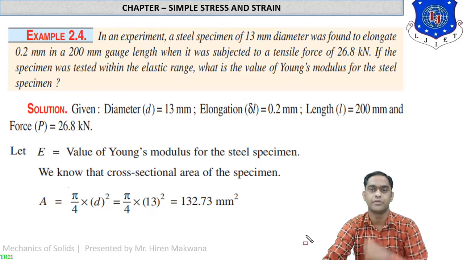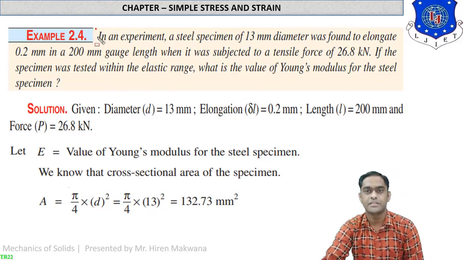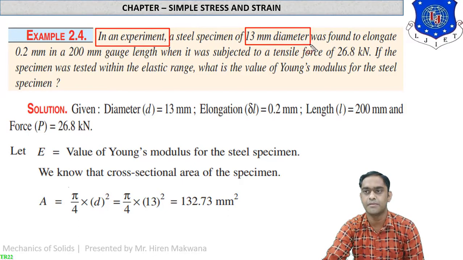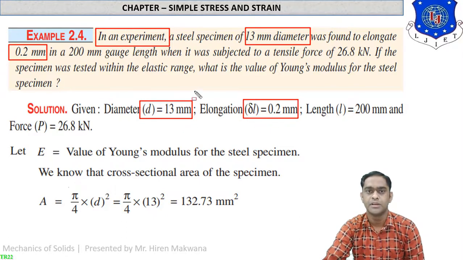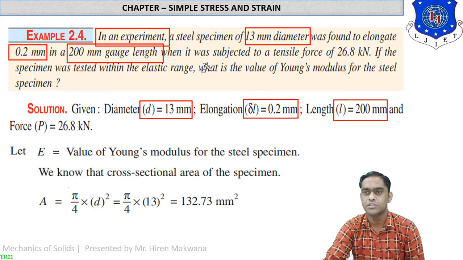Example 2.4. What is given in this? In an experiment, a steel rod of 13 mm diameter was found to elongate 0.2 mm. Elongate means delta L is given to you. So first of all diameter is 13 mm, elongation delta L is equal to 0.2 mm, in a 200 mm gauge length, so length L is equal to 200 mm, when it was subjected to a tensile force of 26.8 kilonewton. So tensile force P is given to you, 26.8 kilonewton.